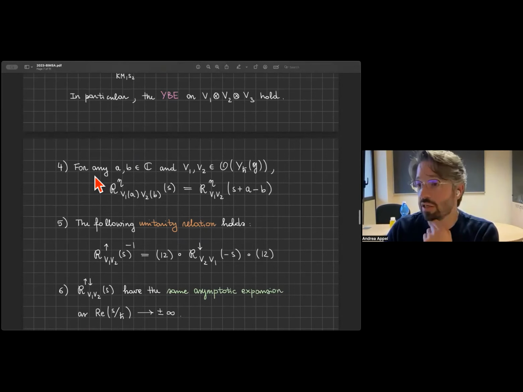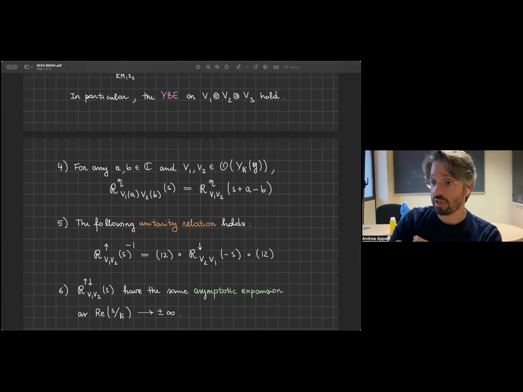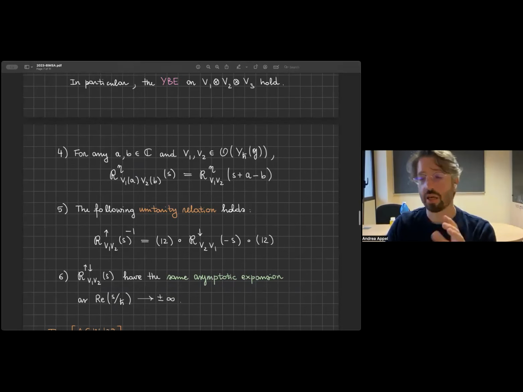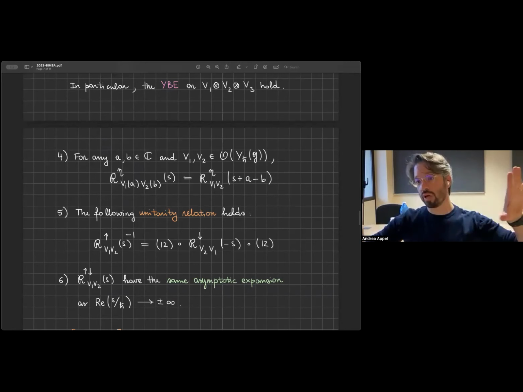So the first thing is that this operator is shift invariant. So if I now take these two representations V1 and V2 and two scalars A and B, and then if I compute the R matrix on V1A and V2B, then this is the same operator when I'm just shifting the parameter S by A minus B. And then now for the moment, we just have these two up and down, which are completely unrelated. They just satisfy separately all these identities.